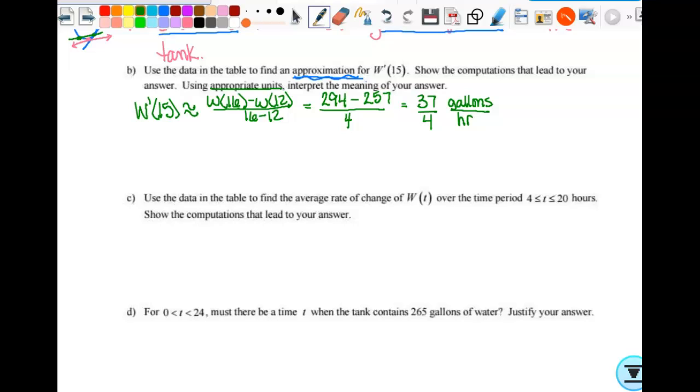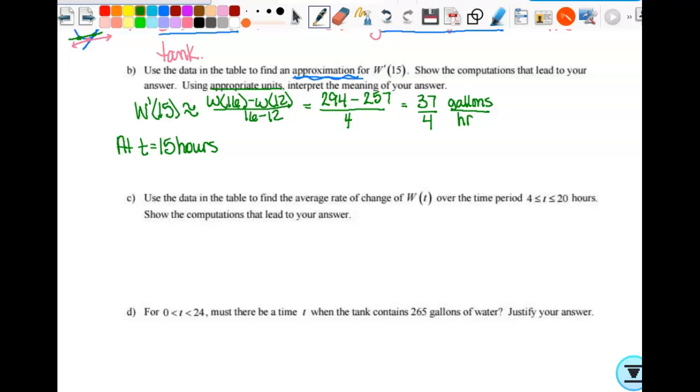Yeah, I mean, that's basically what that is, if you think about it. It's still just a fraction, but yeah. Okay, so then it says, interpret the meaning of your answer. So we're going to say, at t equals 15 hours, right?